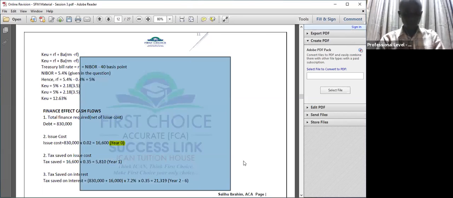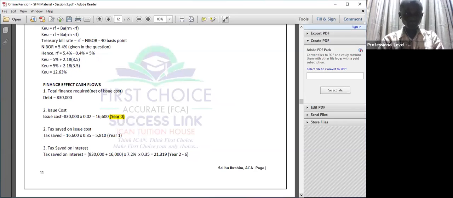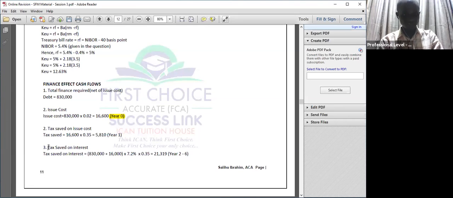Okay. After we have done that, we go to tax saved on interest. On this particular question, we have only one interest because there is no subsidized loan. We only have one source of a loan, which is the normal loan. So I now say tax saved on interest. What is the amount of interest?